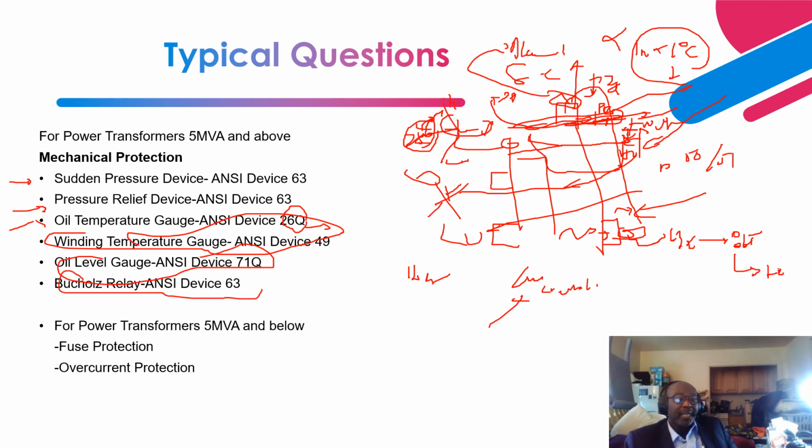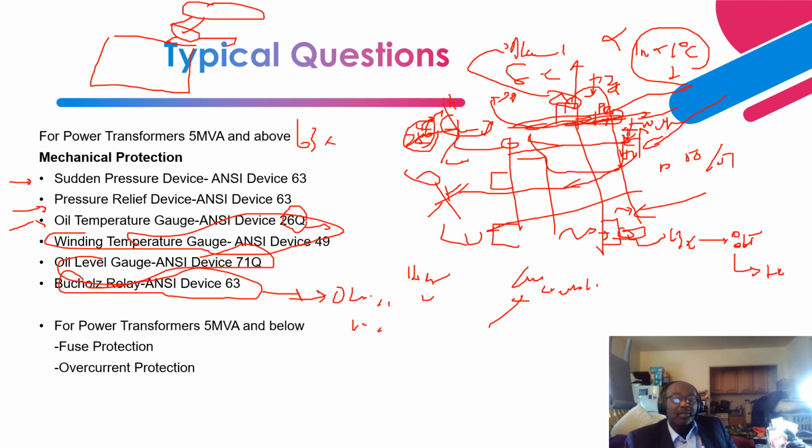Next is the Buchholz relay. The Buchholz relay is another device, for 63 X. It is for a conservator tank, or free breathing transformers. If you have a free breathing transformer, you have a conservator tank, then downcomer piping, then the Buchholz device, and that protects the transformer based on low oil level, incipient fault gassing, and through fault.